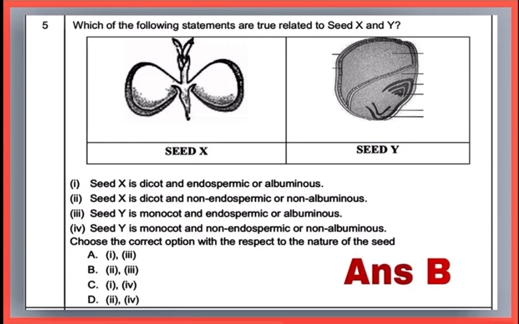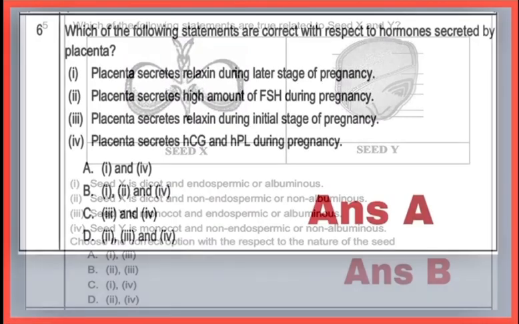Question number 5. Which of the following statements are true related to seed X and Y? Correct answer is option B. Seed X is dicot and non-endospermic or non-albuminous, and seed Y is monocot and endospermic or albuminous.